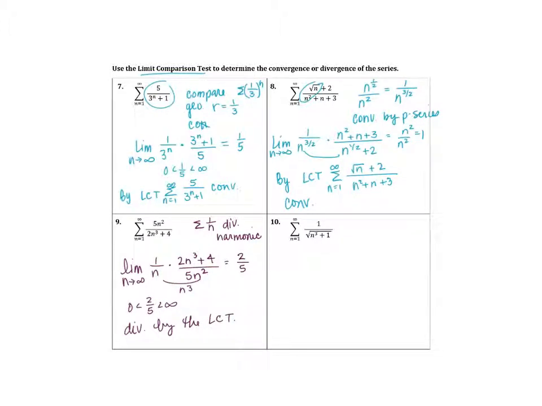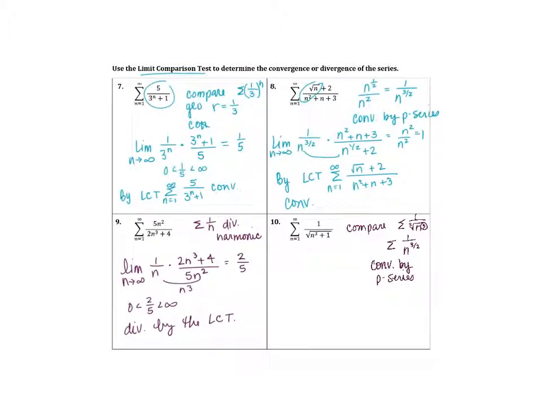For our next example, I would compare this to 1 over the square root of n cubed. So that's going to look like 1 over n to, remember it's exponent over root, so to the 3/2. And so this is a convergence by p-series.